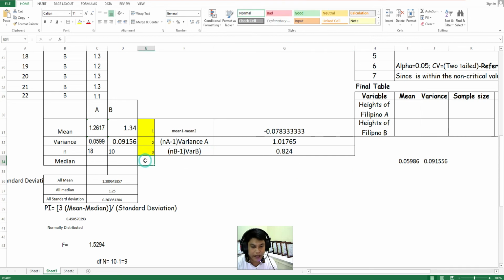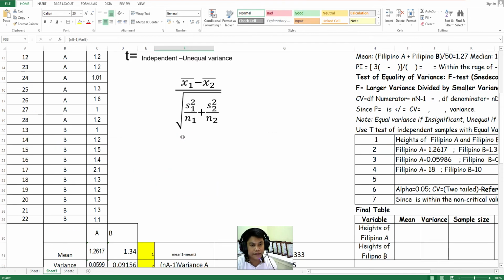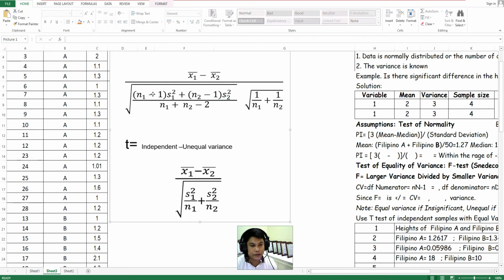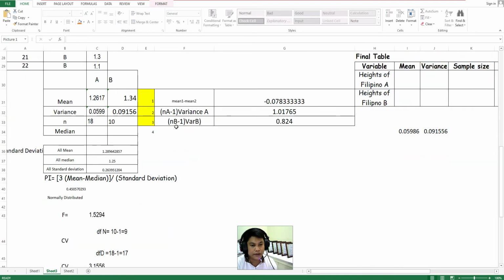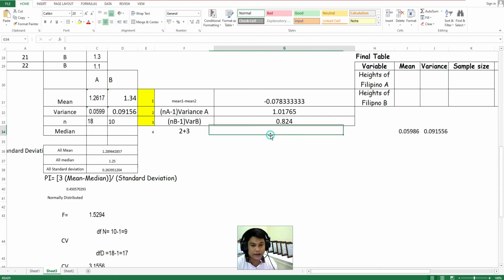Okay, so we'll now go to the fourth process. And the fourth process is simply to add that. If you look at the formula, you need to add the two products. So you add that, meaning 2 plus 3. So what happened in 2 plus 3? You add the first result plus the second result.